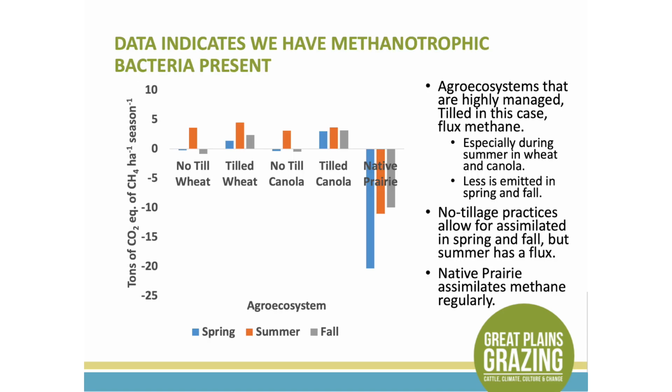And as you increase management, whether through no-till and high chemical addition or tillage plus high chemical addition, you see a perfect gradient of the decrease of accumulation or consumption of methane in the soil. Instead, it actually fluxes, particularly in times of high management like summer months after harvest.